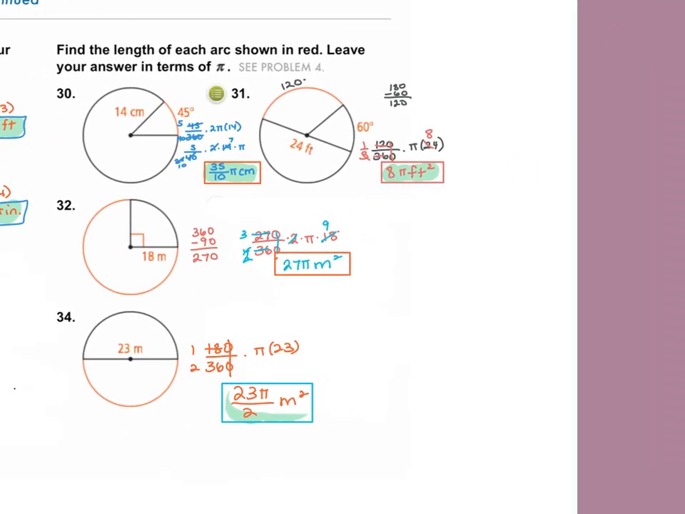Okay, 30 became the arc length. 30 is 35 over 10 pi, which would be the same thing as 3.5 pi if you divided it. 31 is 8 pi. 32 is 27 pi. 34 is 23 divided by 2 pi, or 23 over 2 pi, or 11.5 pi.